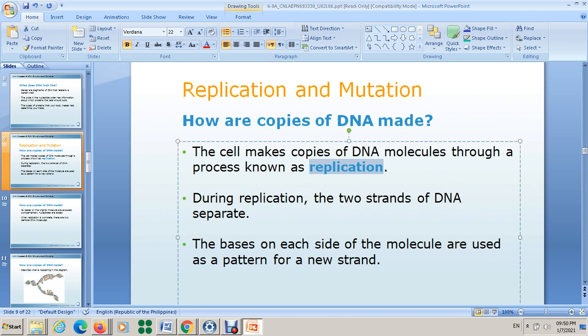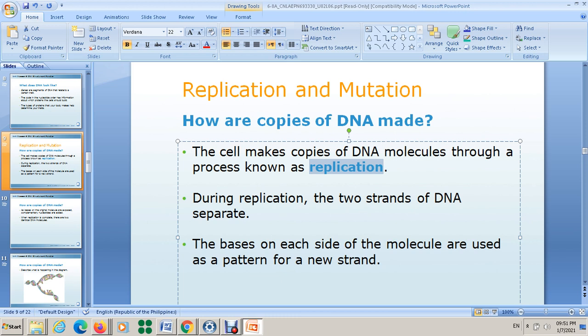Replicated, it means what? It makes what? Copies of the DNA. So the cell makes copies of DNA molecules through a process known as replication. In this lesson, we want to study this process of replication. What is replication? How will the DNA be copied?